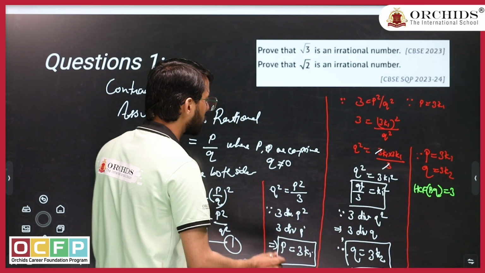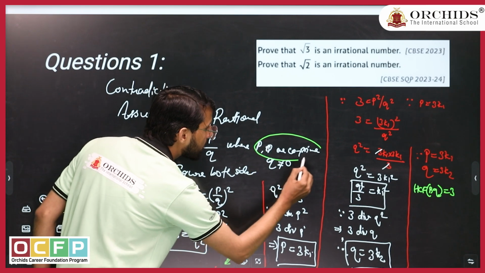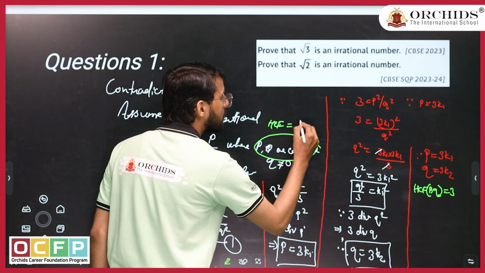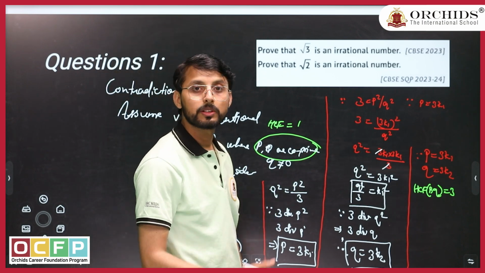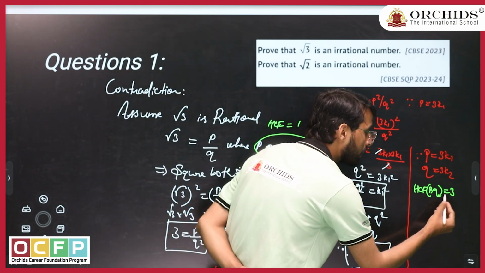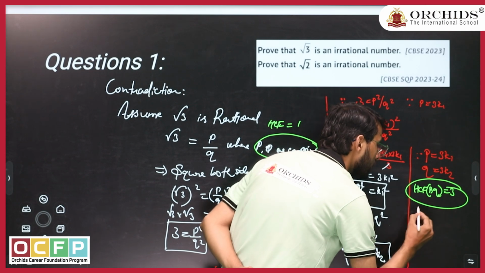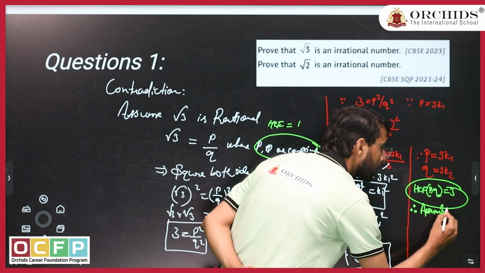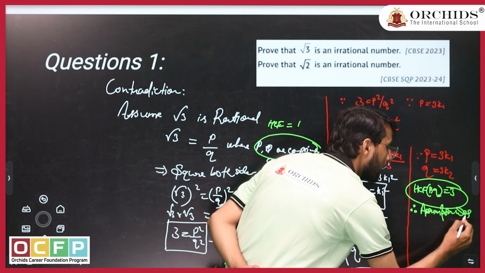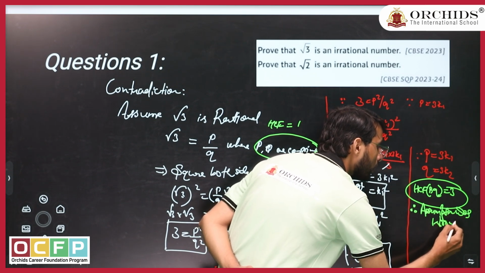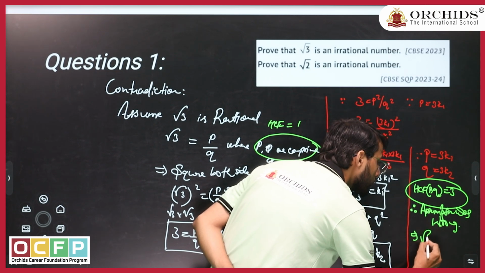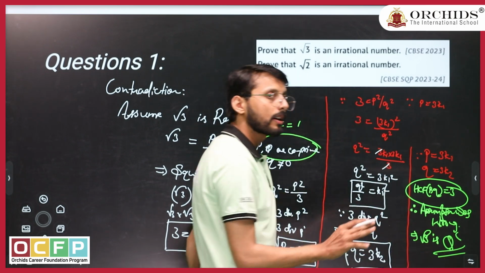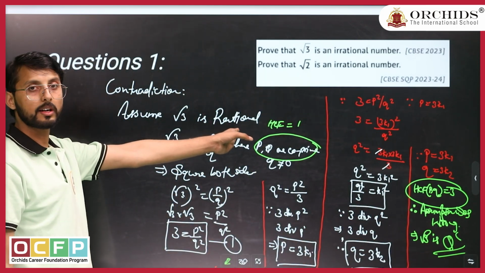And what have we assumed? We have assumed that p and q should be co-prime. Co-prime means HCF equals 1, but we are getting HCF equals 3. It means whatever we have assumed, that is wrong. Therefore, the assumption was wrong. What does that mean? It means root 3 is irrational only, not a rational number. We had assumed it as a rational number.